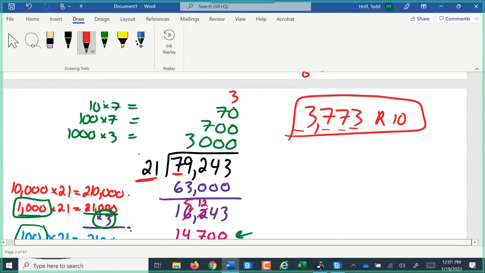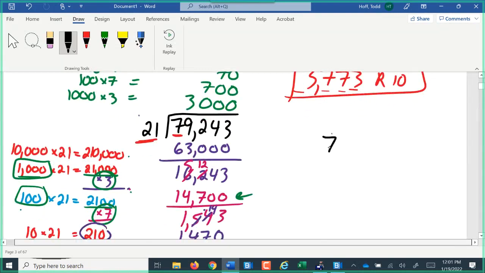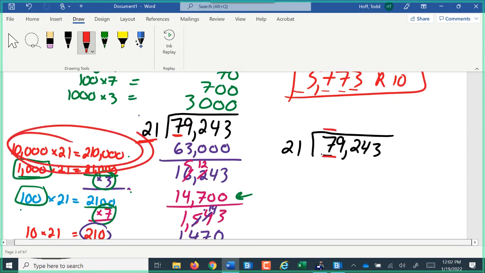Now, as I told you, you might be looking at that thinking, that looks nothing like what we've been taught. But as I mentioned, it's exactly what you were taught. It's just a severe shortcut. What we were taught to do was look at this and say, does 21 go into 7? Well, no, it doesn't. So leave it blank here. That's what we did over here. That was too large, so we went to the next place value.